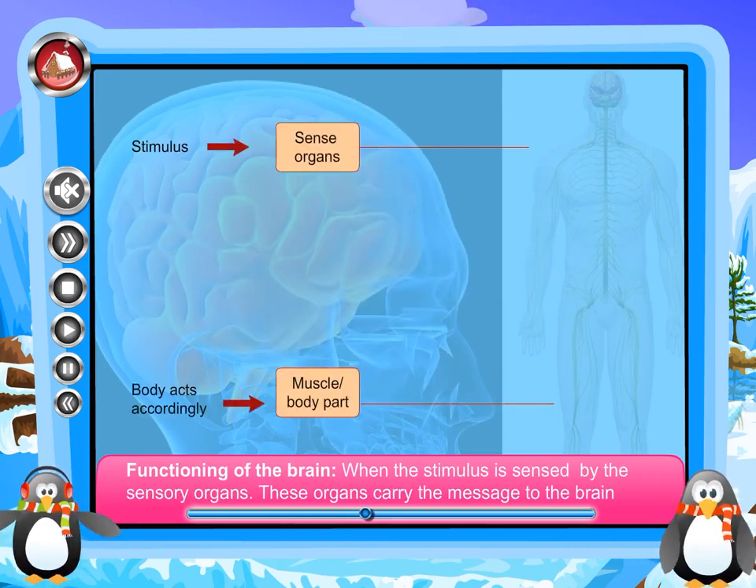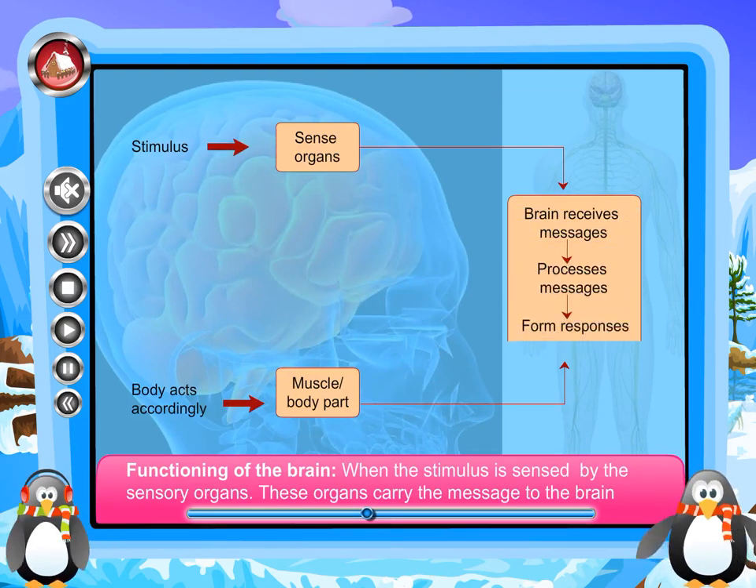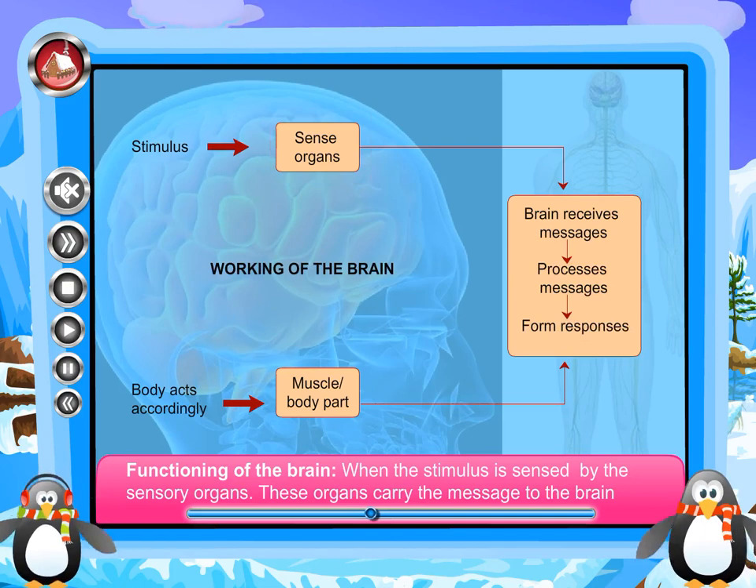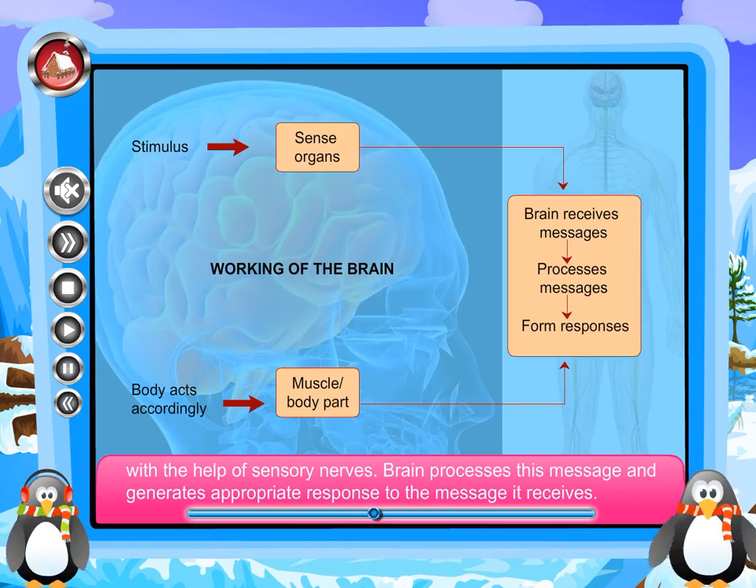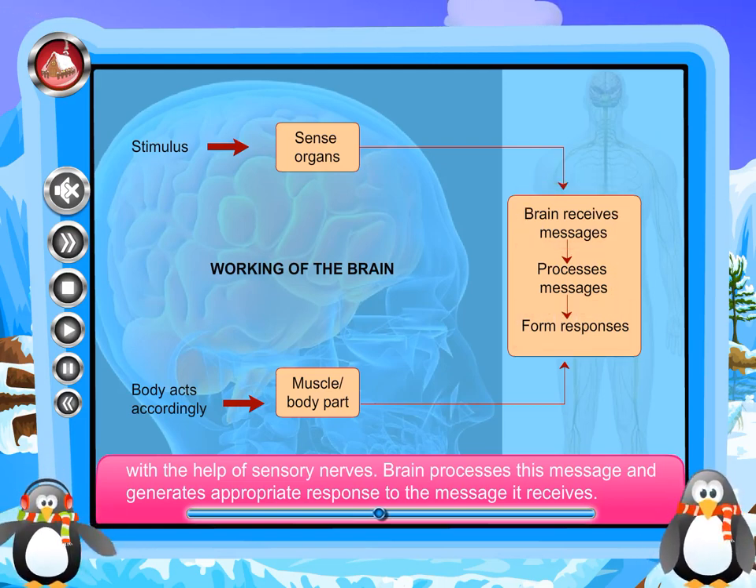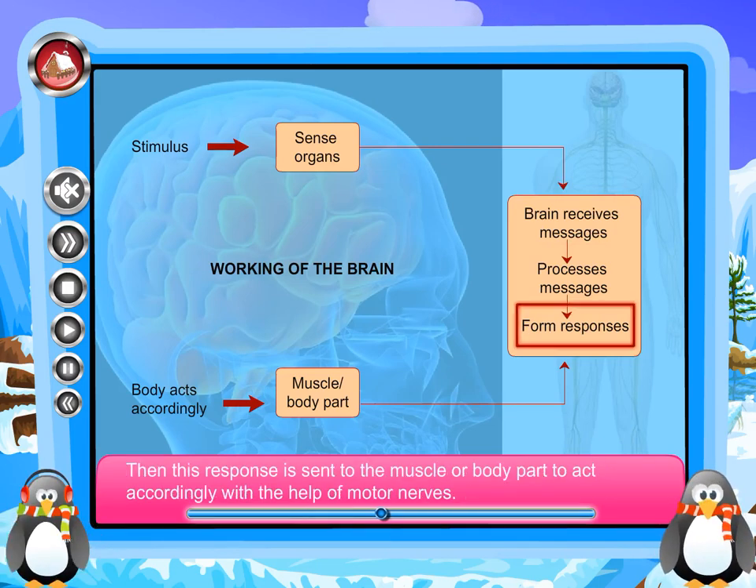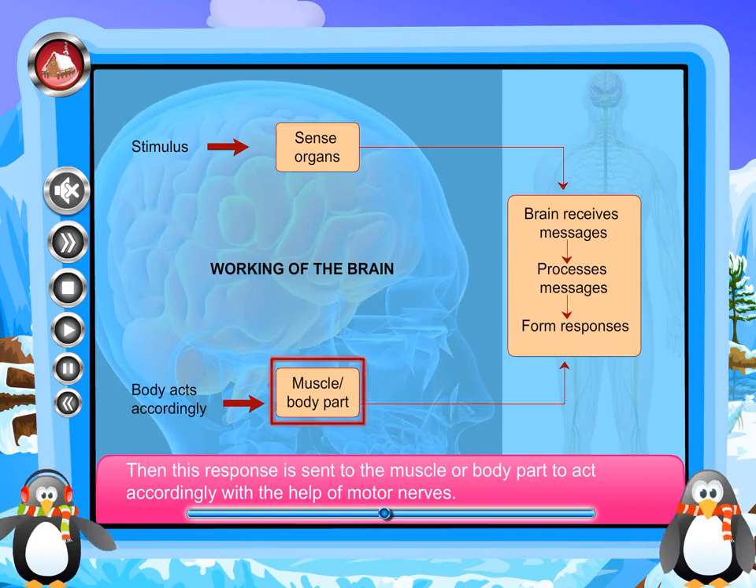Functioning of the brain. When the stimulus is sensed by the sensory organs, these organs carry the message to the brain with the help of sensory nerves. The brain processes this message and generates an appropriate response to the message it receives. Then, this response is sent to the muscle or body part to act accordingly with the help of motor nerves.